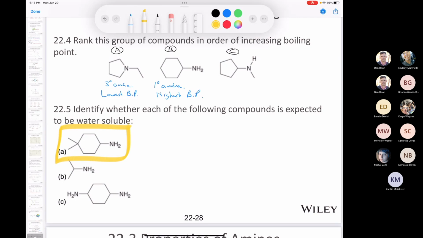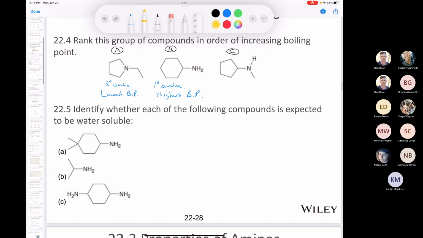Could anybody answer that one? Just give me a thumbs up or a thumbs down, or a yes or no. You think that would be water soluble? No. I agree with you. That doesn't look water soluble to me. That's got a whole host of 8 carbons in it and only 1 nitrogen. I'm just going to put a big old no for that one. Yeah, I agree with you, Nick. What about B?